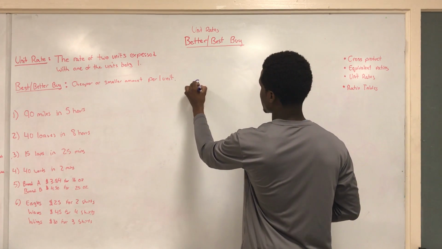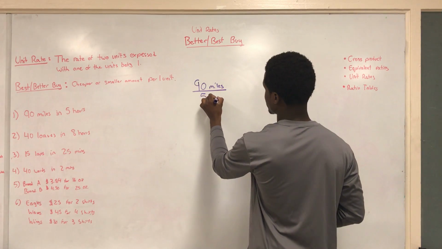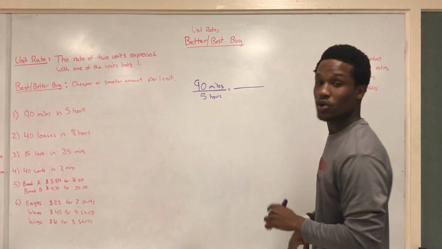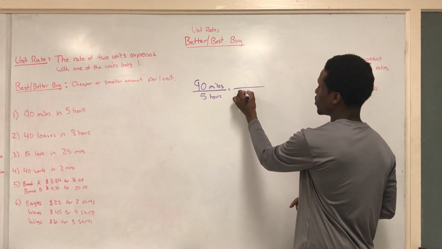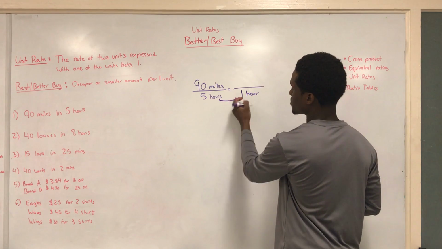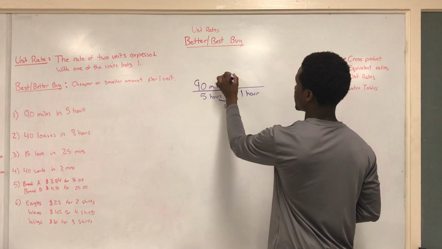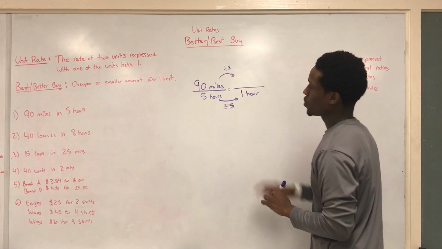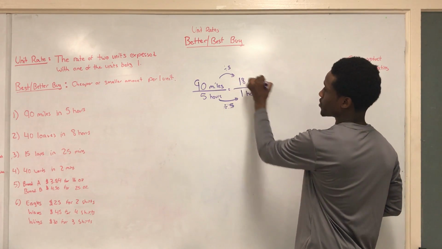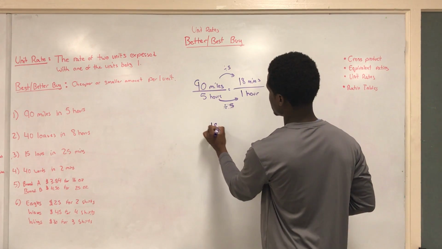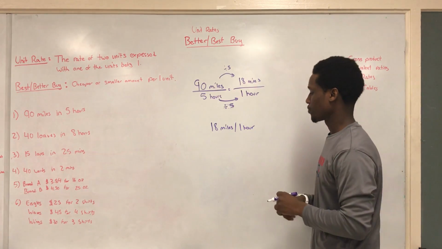Let's say that I'm traveling 90 miles to my destination and I get there in 5 hours. What would be the unit rate here? Once again, unit rate is expressing with one of the units as 1, so 1 hour. In order to get from 5 to 1, I'm not going to multiply, I'm going to divide by 5. So 90 divided by 5 is going to give me 18. Okay? So that means it took me 18 miles for every 1 hour for this ratio.